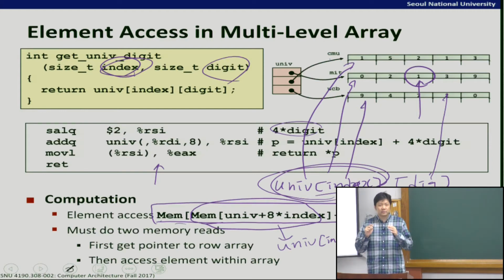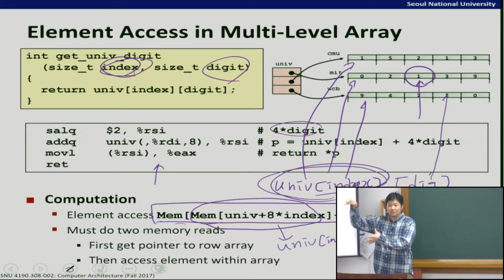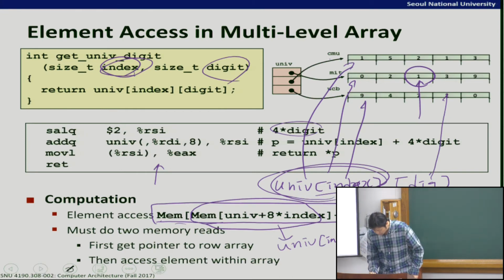The starting address of the integer array, right? And then we add 4 times digit to it. Then it gives us the specific location in that array, right? And we want to access the value in that location. So if you want to compute this, here is the code.